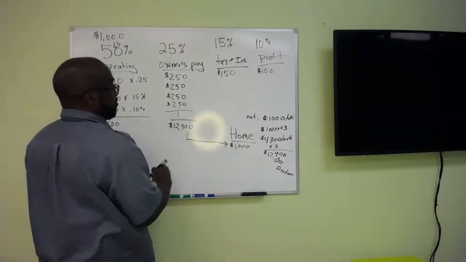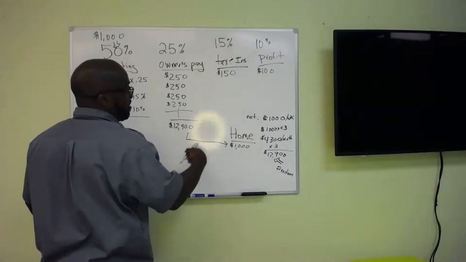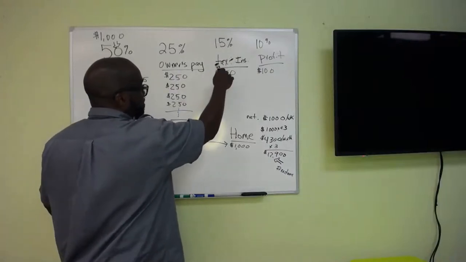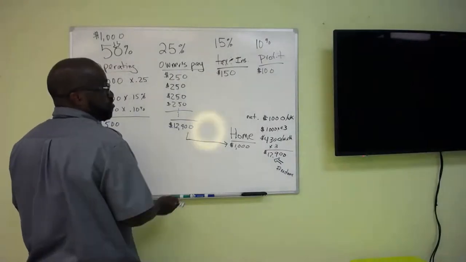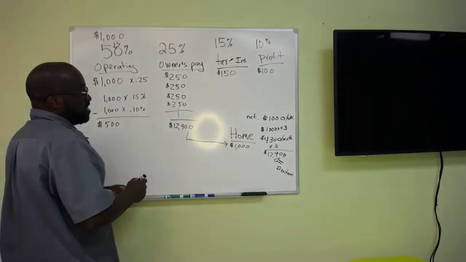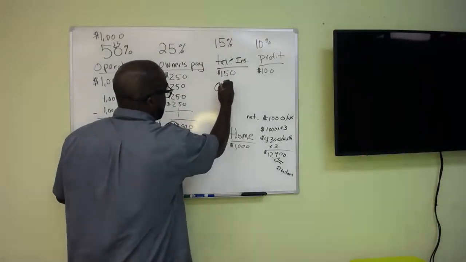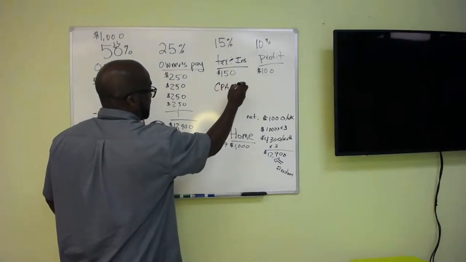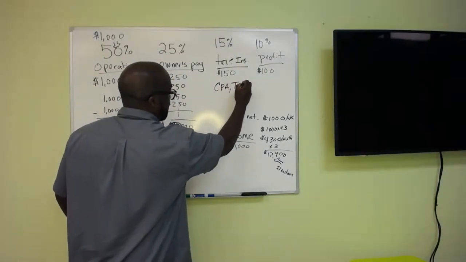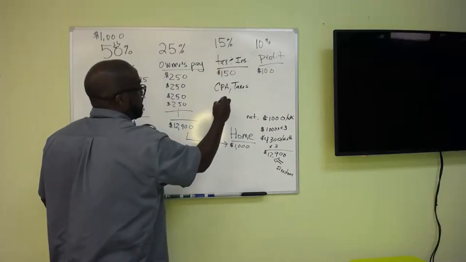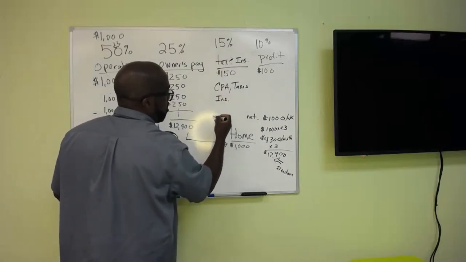All right. This right here, the $150 for taxes and insurance, that money is going to stack up. And this is the money that you're going to save up throughout the whole year. And at the end of the year, you're going to pay your accountant out of this. I pay my CPA. If I owe any taxes, I pay taxes, all that. And then I pay my insurance for my cars and stuff like that.